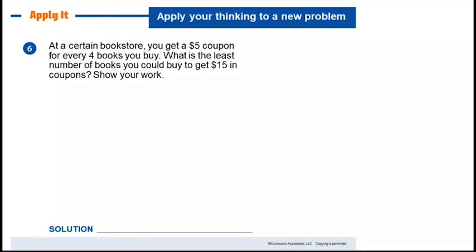Somebody just emailed me another model where they used basically fraction tiles, and it's almost the same way I did with the double number line. So if that's the way you need to do it, that's good. So does somebody have an idea of how I can come up with the answer of how many books I need to buy to get $15 in coupons?